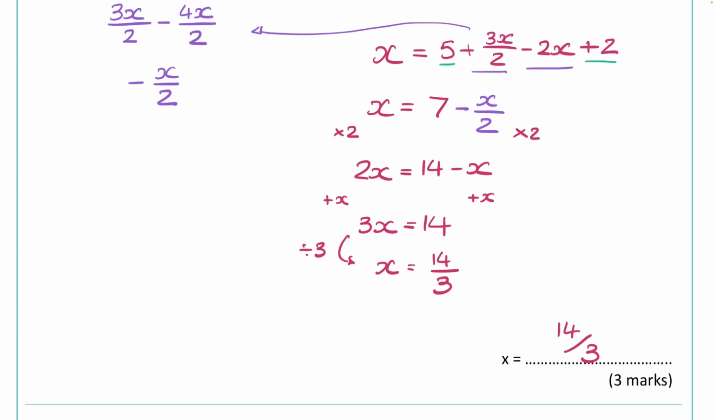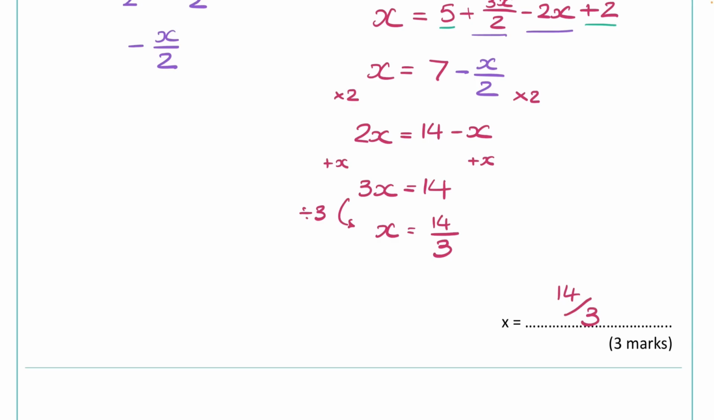Now, there were different ways that you could simplify along the way there. If you did it in a slightly different way, that's absolutely fine, as long as we get to that final answer of 14 over 3. And there we go, that was quite a tricky indices question.